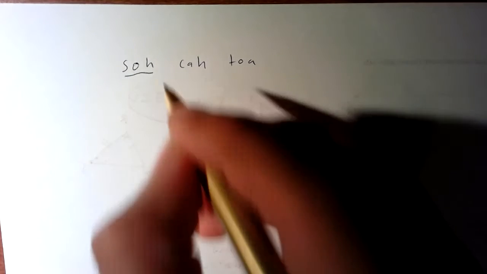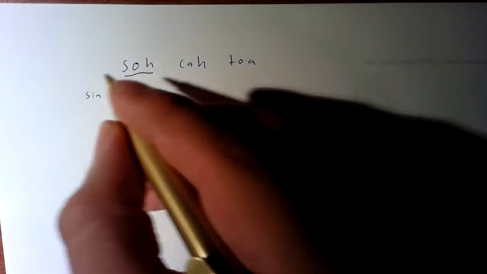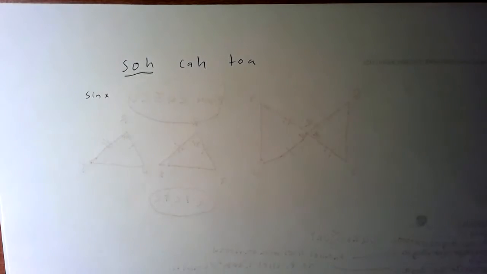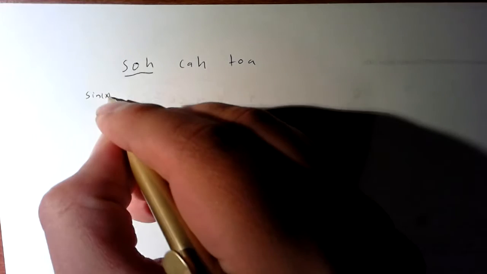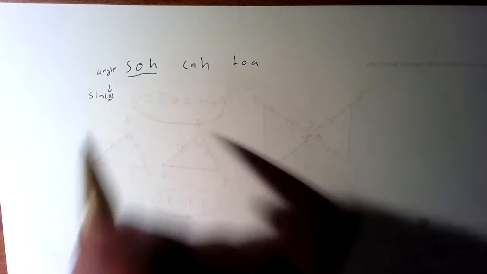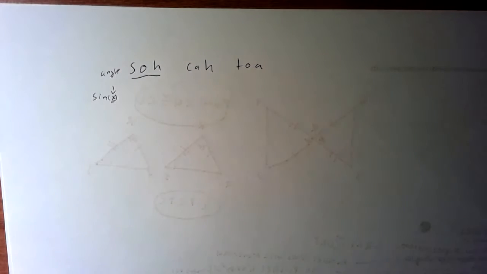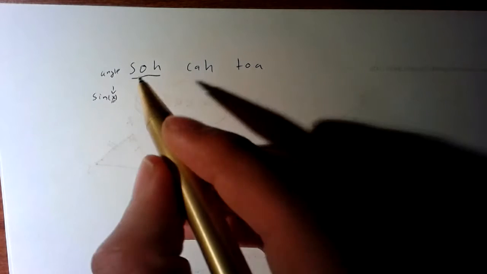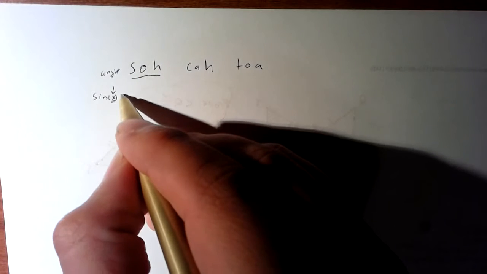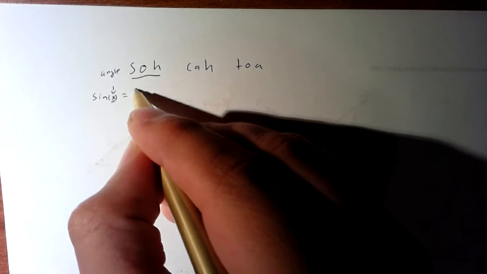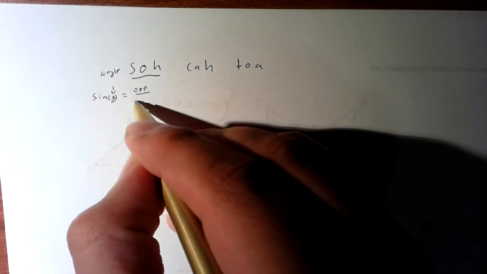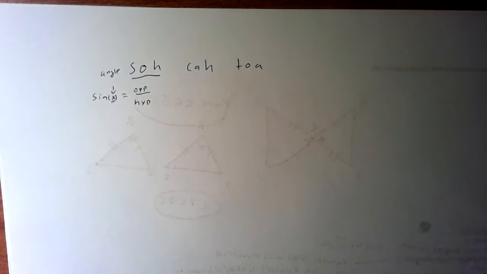The first one, SOH, is saying sine of an angle. So I'm going to put here x. So again, remember this represents an angle. So I'm going to write that here. The angle goes in that spot where the x is, and we write it inside parentheses. Okay. So it's sine of the angle equals the opposite over the hypotenuse.